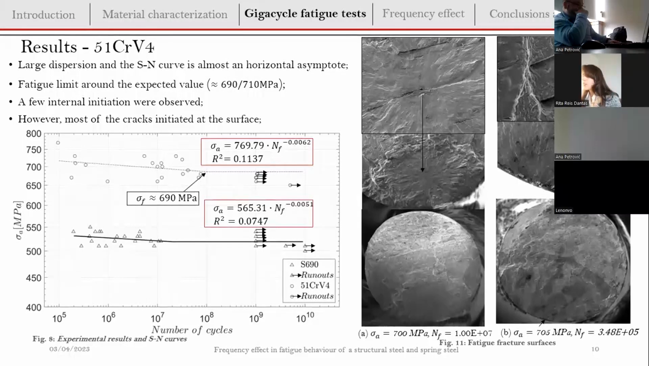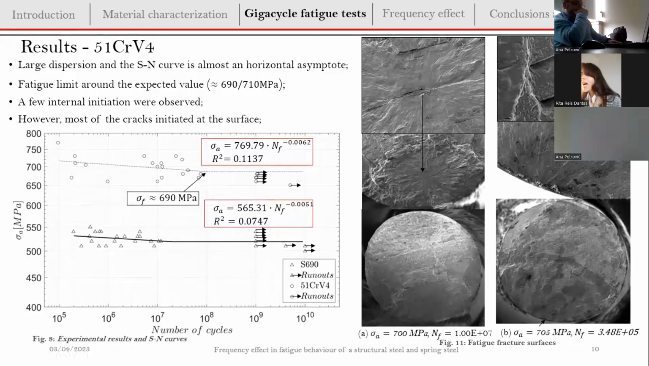Regarding the spring steel, it was very similar. However, we have some specimens that failed after the 10 million cycles. In fact, we defined a fatigue limit around the 100 million cycles, and after that, all the specimens again achieved infinite life. Regarding the initiation, we again observed most of the cracks initiating at the surface. However, a few specimens achieved internal initiation.